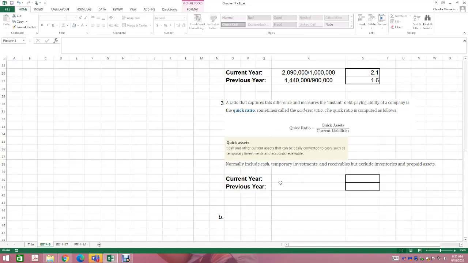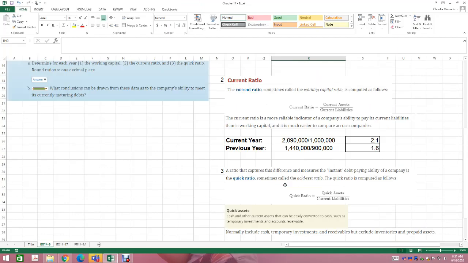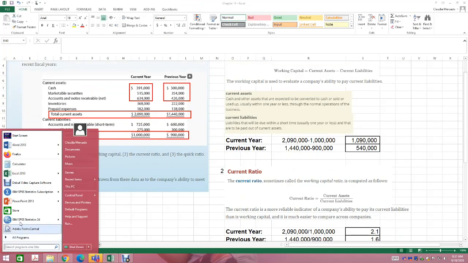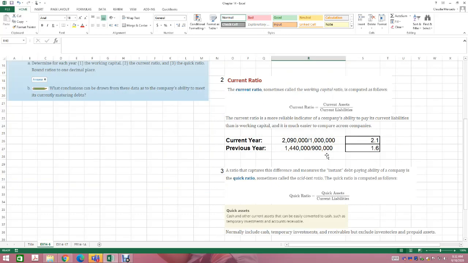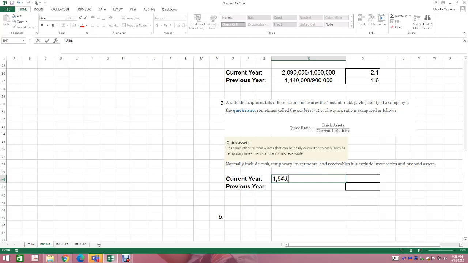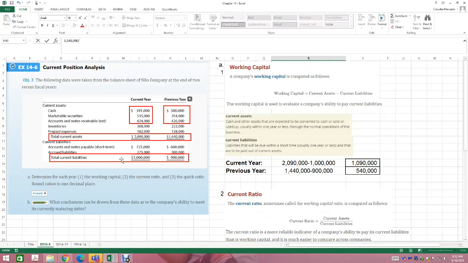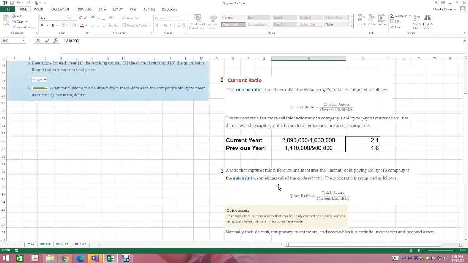We're going to add those three components, and let's see what we get. Let's do the current year first: 391,000 plus 515,000 plus 634,000. That gives me $1,540,000. So that is my quick assets, $1,540,000. I'm going to divide that by my current liabilities. Your current liabilities are provided right here: $1 million. So we're going to divide by 1,000,000.